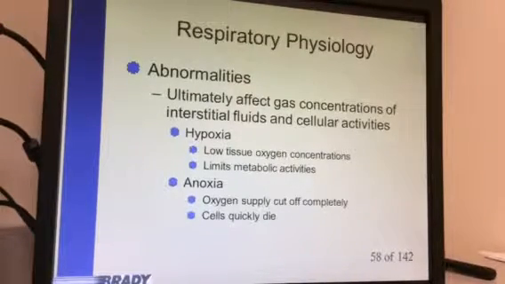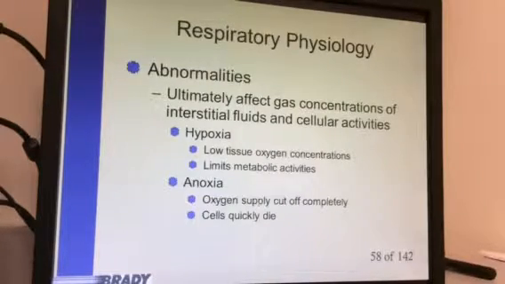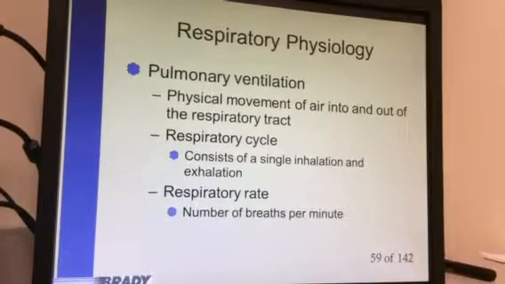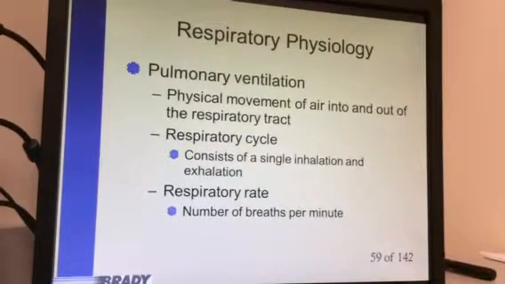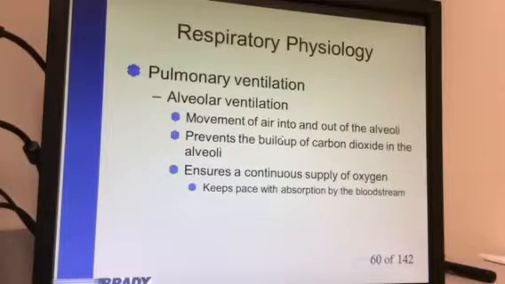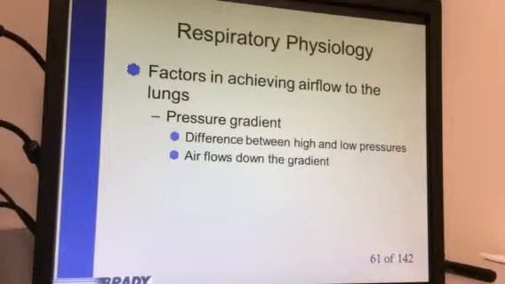Problems we can get from this are hypoxia, basically low oxygen concentrations, or anoxia, basically we're not breathing at all or getting any oxygen flow. Those can happen with choking and other aspects too. So we want to make sure we're in that normal respiratory cycle, normal breathing rate, and again, that varies per age. So we'll be talking about normals a lot in here. And then the alveoli is where our exchange happens.